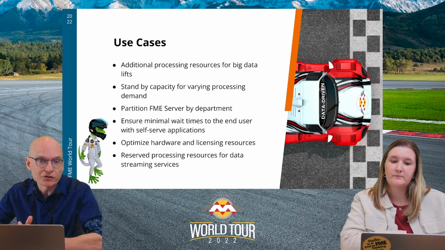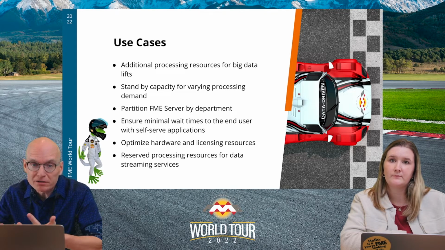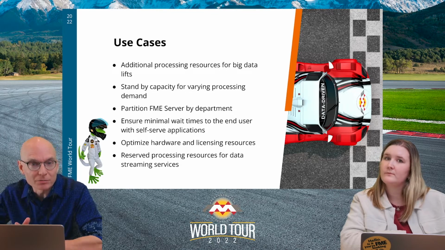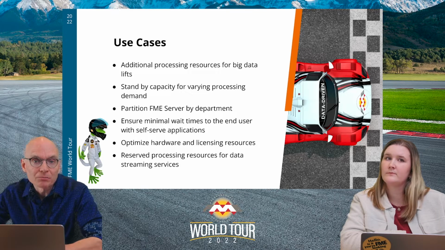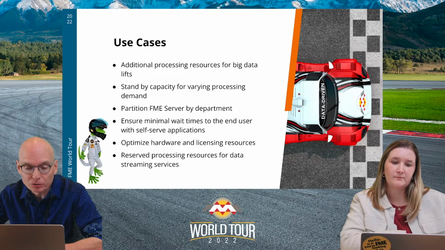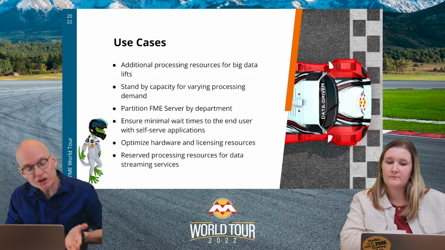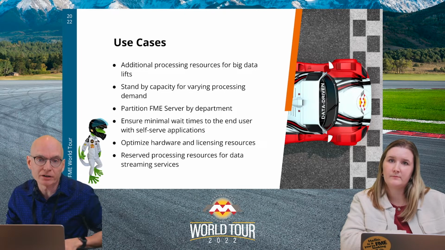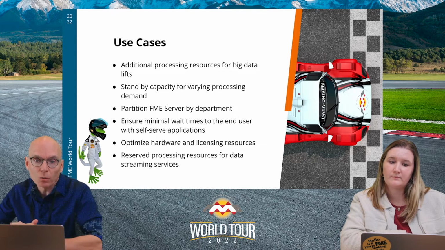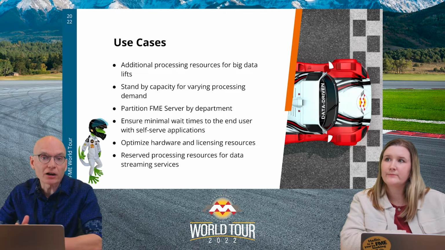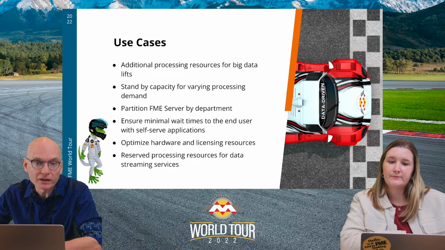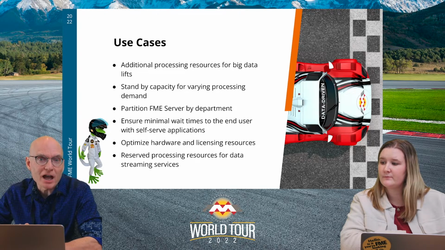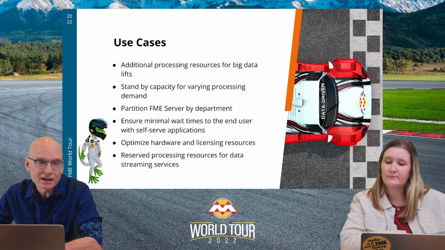And so whenever there's a disaster or a natural anomaly, we need to make sure that we have the processing requirements sitting by, waiting to do that special processing. You might also partition your server by department. So you might have an engineering department and a planning department, and they have different workflows. And you want to make sure that one department doesn't totally take all the resources, thereby starving the other department. You have these FME Server apps, and users are inherently impatient.